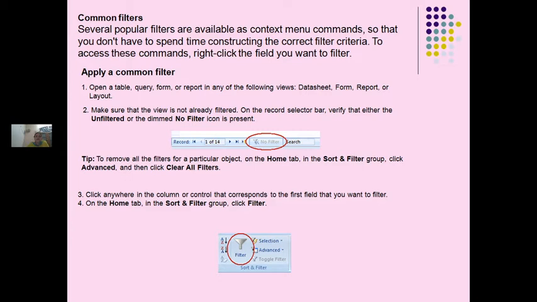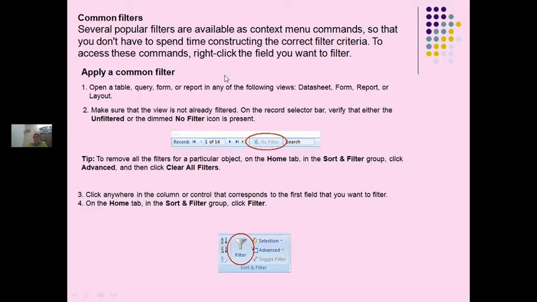Okay. Now apply a common filter. How can you apply a common filter? These are the steps for applying a common filter. Open a table or query, form or report in any of the following views: datasheet, form, report or layout. Make sure that the view is not already filtered. Okay. On the record selector bar, verify that either the unfiltered or the dimmed no filter icon is present here. It is showing the picture. Okay students, you can see here.